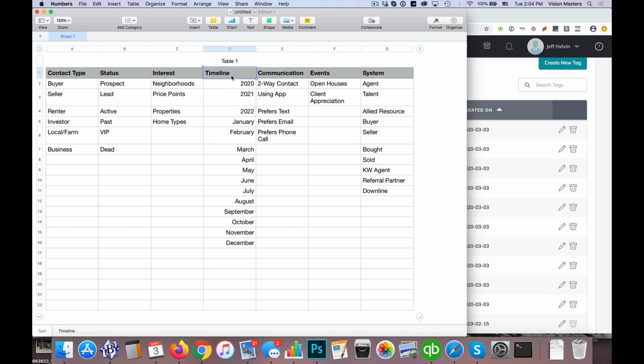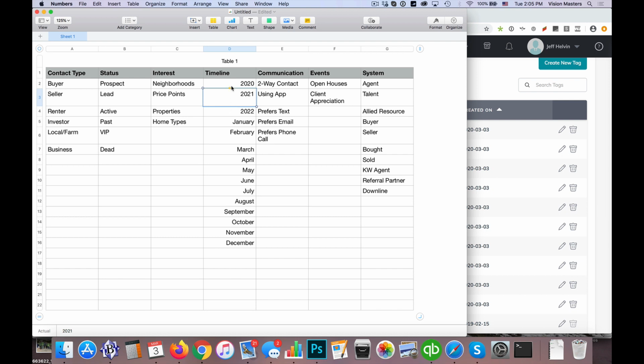Next is timeline. Now, for those of us that like to really keep track of the database and maybe get an idea of our pipeline, it might be helpful for us to be able to isolate people by timeline. What we don't want to do is say 6 months, 3 months, because when we do that, a lot of times we find that people don't actually update that. So here they have the 3-month tag on, but yet they're 2 months into it. Are they really 1 month away now, or are they still 3 months away?